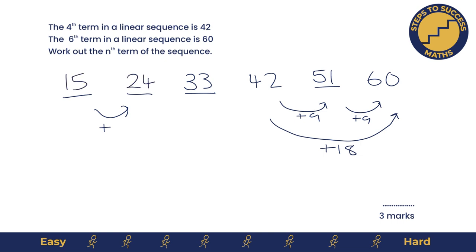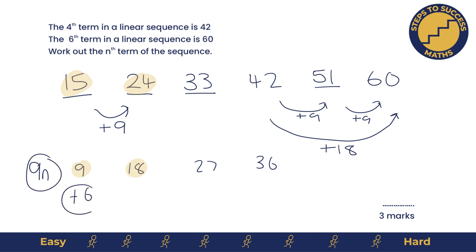And now I can use my sequence to find the nth term. I know it goes up by 9 each time. So that's the 9 times table, 9n. 9, 18, 27, 36, and 45. And I can compare it. I've got 9, I want 15. I've got 18, I want 24. So I need to add 6. My sequence is 9n plus 6.